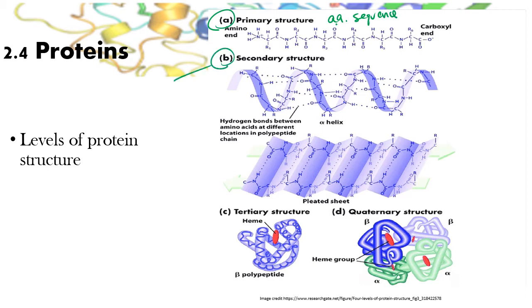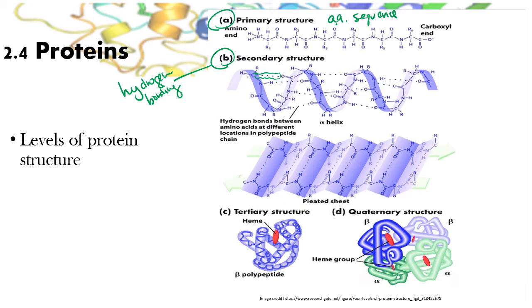Secondary structure is held together by hydrogen bonding. Remember that hydrogen bonding happens because one thing is a little bit negatively charged and one thing is a little bit positively charged, and so they get stuck together. Electrostatic forces of attraction, hydrogen bonding. All of these little dotted lines are showing hydrogen bonding.